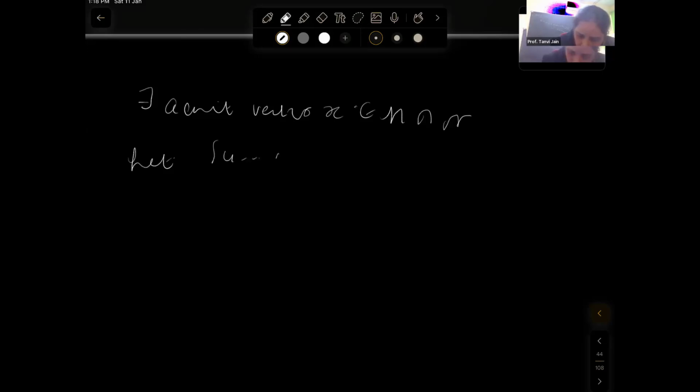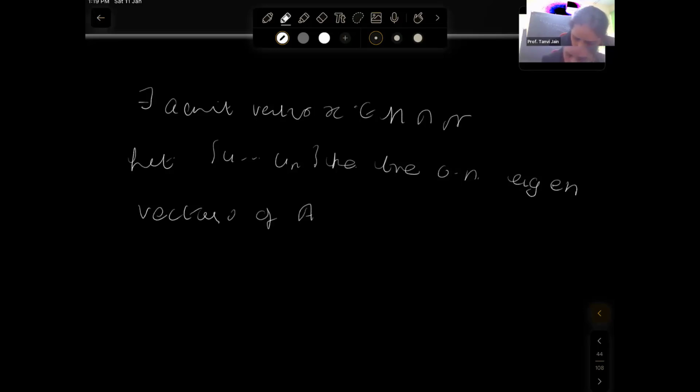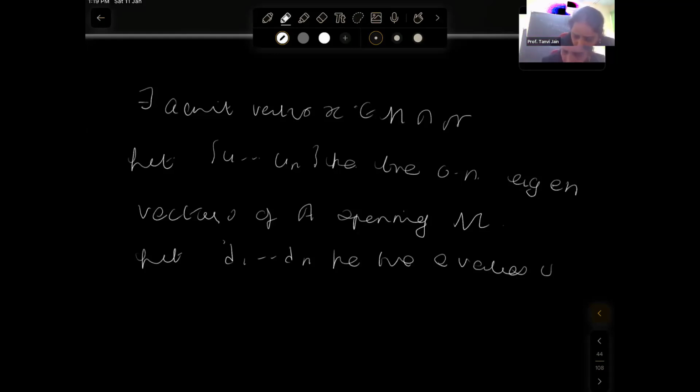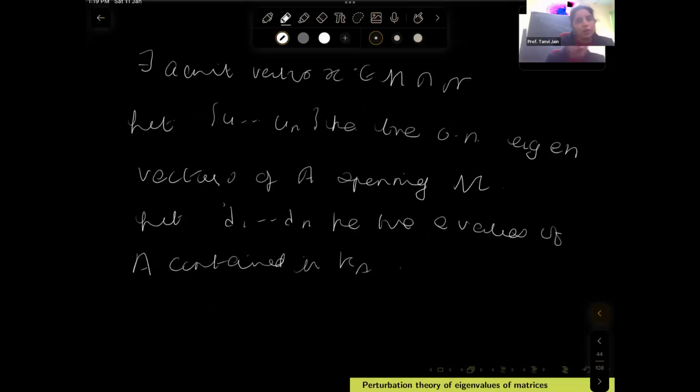Now, let u_1 till u_k be the orthonormal eigenvectors of A spanning M. Then let lambda_1 till lambda_k be the eigenvalues of A contained in K_A. So it has k eigenvalues in K_A.